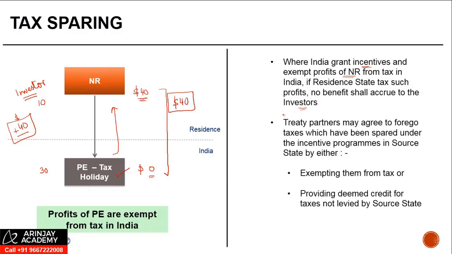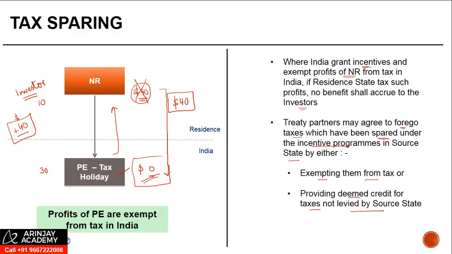In such a case, some of the treaty countries may agree that if India grants an incentive to the non-resident and does not tax the profit of the non-resident in India, then the treaty partners may agree to forego the taxes which have been spared under the incentive program in the source state. So instead of taxing these profits, they were also going to spare them from taxes. And how? Either by exempting them from tax, so you say, okay, we are going to exempt them from tax, they will not be included as a part of total income, or by providing a deemed credit for taxes not levied by the source state.